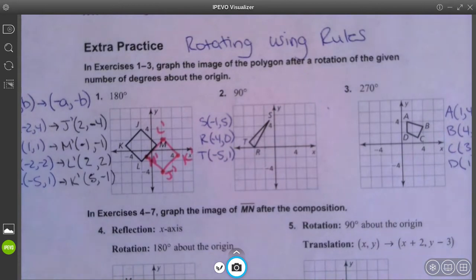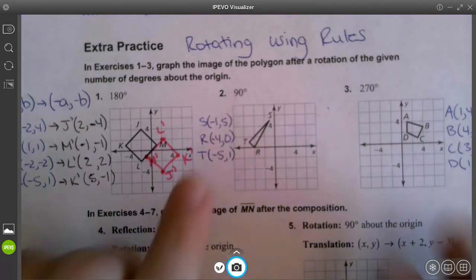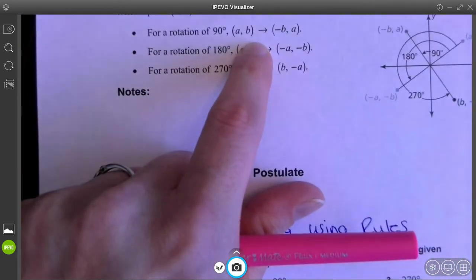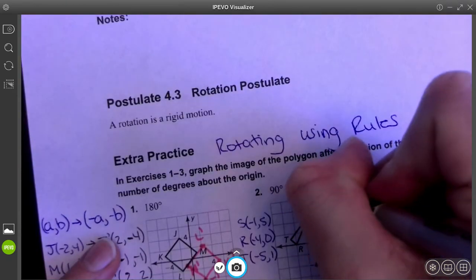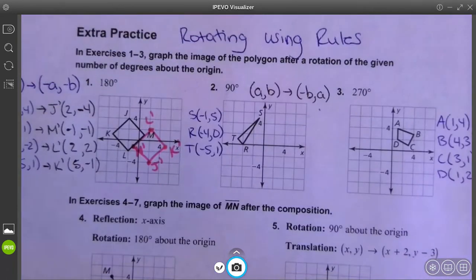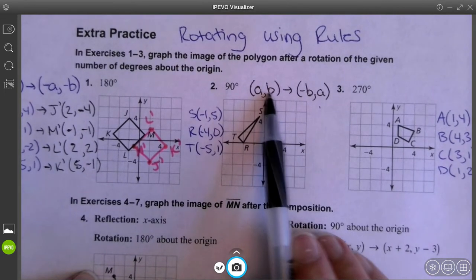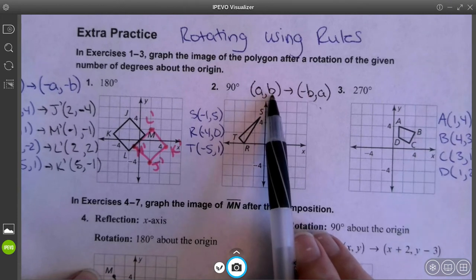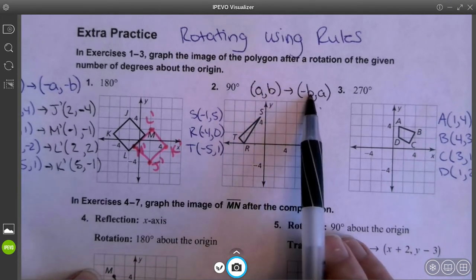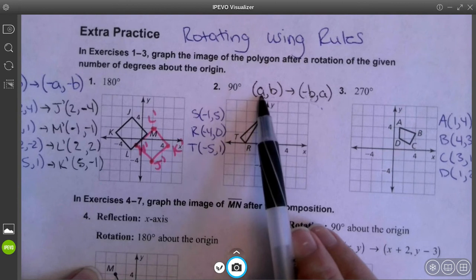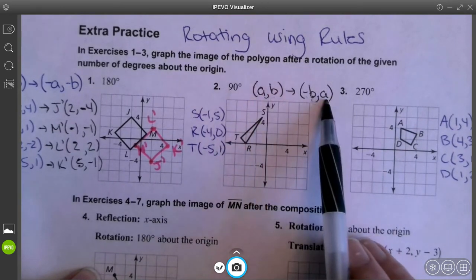In number 2, we're going to rotate the triangle 90 degrees. So this time I have to use a different rule. I'm going to use the rule for 90 degrees. I'm going to copy that down below. What this tells us is that our starting X and Y coordinates, in order to get our new X and Y coordinates, the Y coordinate of the pre-image will become the X coordinate, but we need to take the opposite. And the X coordinate of the pre-image will become the Y coordinate of the image.